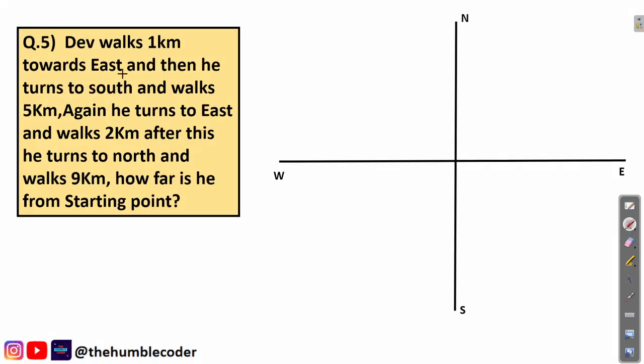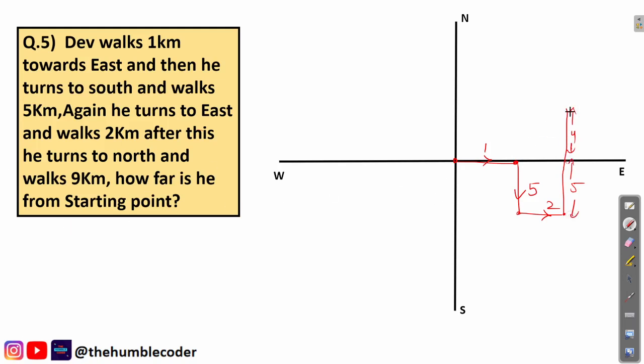Dev walks 1 kilometer towards east. So this is the starting point, 1 kilometer towards the east, and then he turns to south and walks 5 kilometers. Again he turns to east and walks 2 kilometers. After this he turns to north and walks 9 kilometers. So 9 kilometers in the north, which will be 5 this way and 4 in this direction.